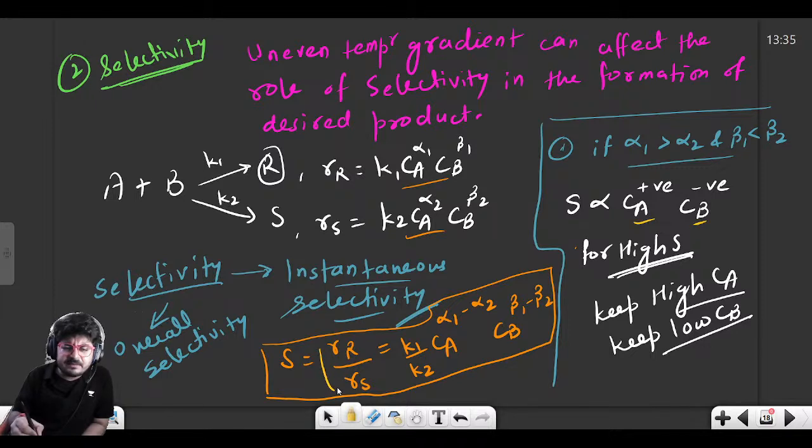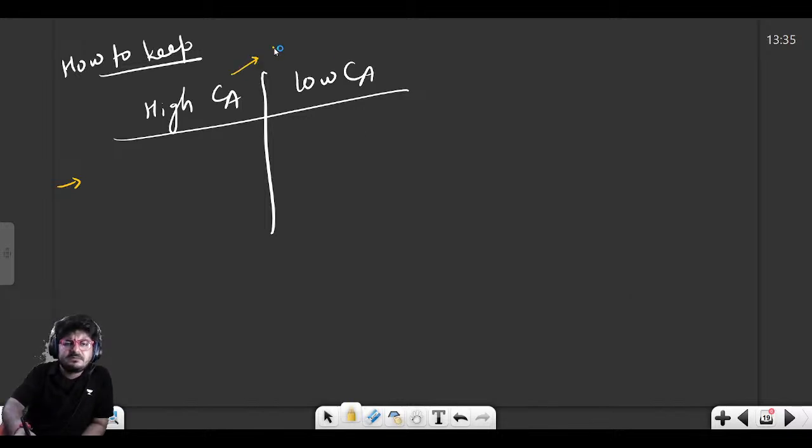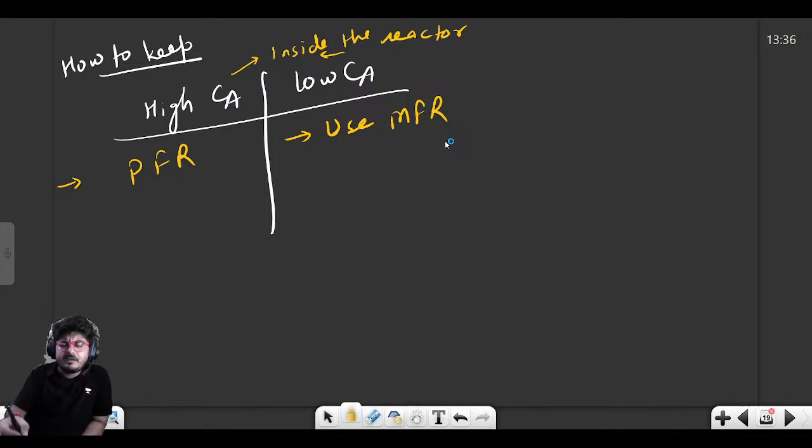So I hope you understand all these things are based on rate of reaction. So these are the concentrations inside the reactor, within the reactor. So for high Ca, if you want to keep high Ca inside the reactor, we will prefer PFR, and for low Ca, we will use MFR. Why? Because you know that in case of MFR, concentration drop is very fast. So it is difficult to maintain high Ca inside the reactor. So that's why MFR will be used for low Ca, because of the fast concentration drop, and second, concentration within the MFR will be same as that at the outlet, at the exit.